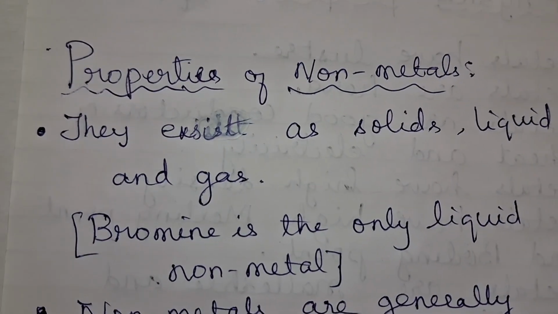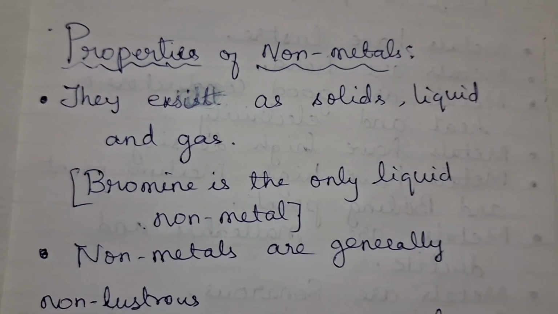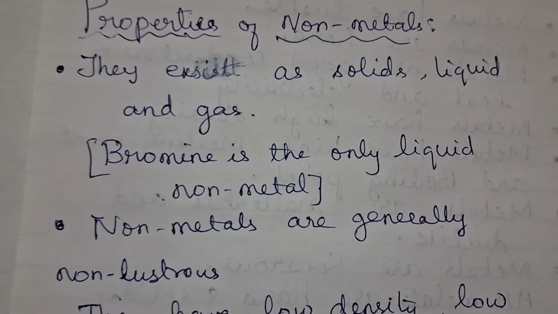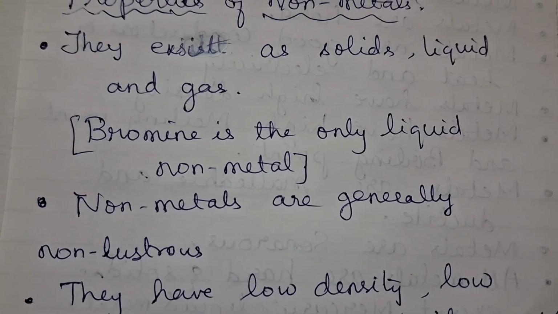Properties of non-metals, we'll go for non-metals. They exist as solids, liquids and gases. Bromine is the only liquid non-metal. Non-metals are generally non-lustrous. You don't find any shiny surface except iodine.